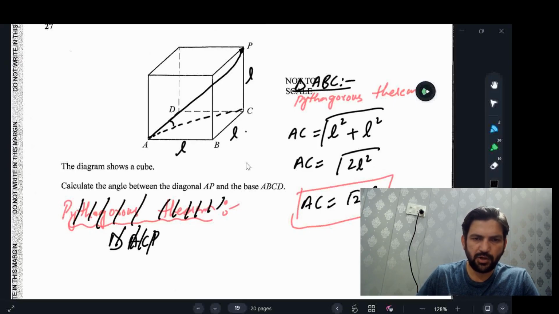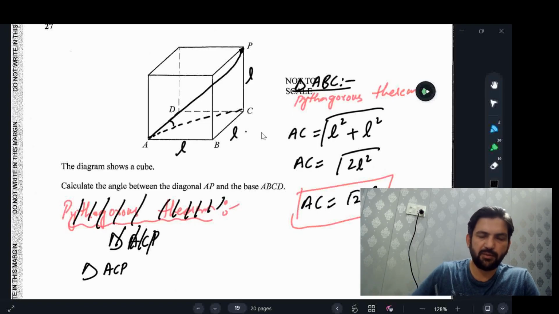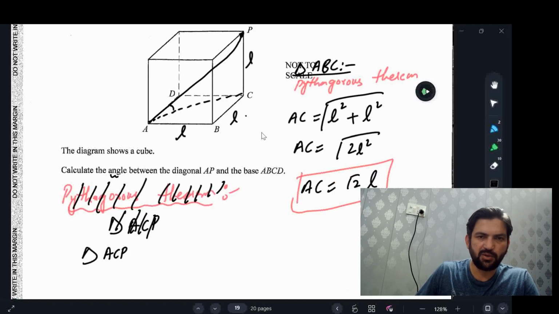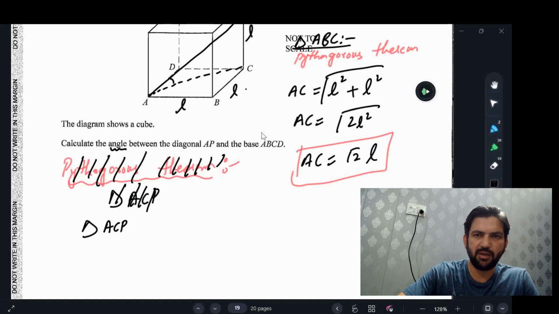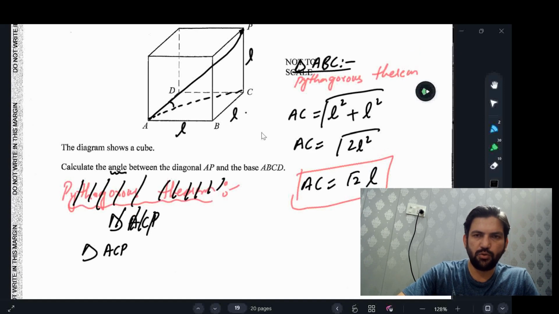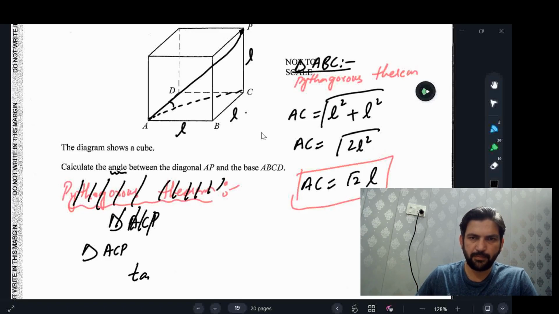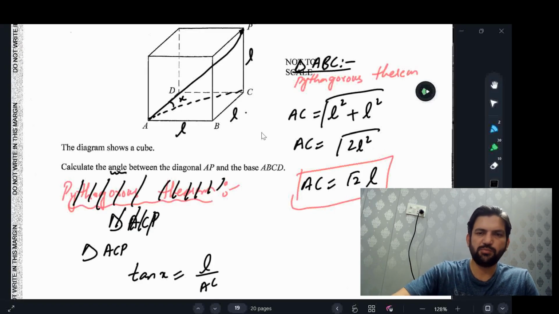On triangle ACP, we have to find out the angle, because you have to read the question carefully: calculate the angle between the diagonal AP and the base ABCD. We know the value of AC, we know the value of CP, base and perpendicular. So we will use tan of the required angle, let's say this angle is X. Tan of X will be equal to perpendicular over base. Base is AC, so just put the values over here.